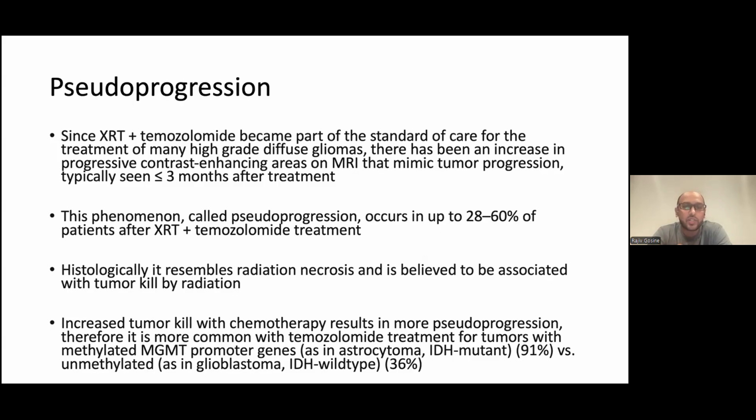Histologically, it resembles radiation necrosis and is believed to be associated with tumor kill by radiation. Increased tumor kill also occurs with chemotherapy, resulting in more pseudoprogression. So it tends to be more common with TMZ treatment for tumors with a methylated MGMT promoter, as in the IDH mutant astrocytomas, which tend to have a larger population of methylated MGMT than the glioblastomas.